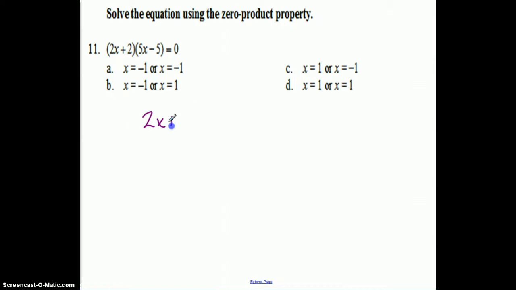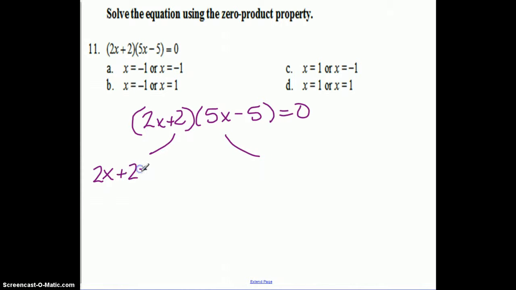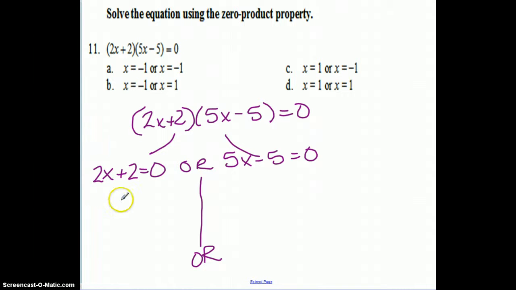So really what they want us to do is take both parts that are in parentheses and set them equal to 0. Once I set them equal to 0, I've added the word "or" between them. So I'm going to first start by subtracting 2, and then dividing by 2.